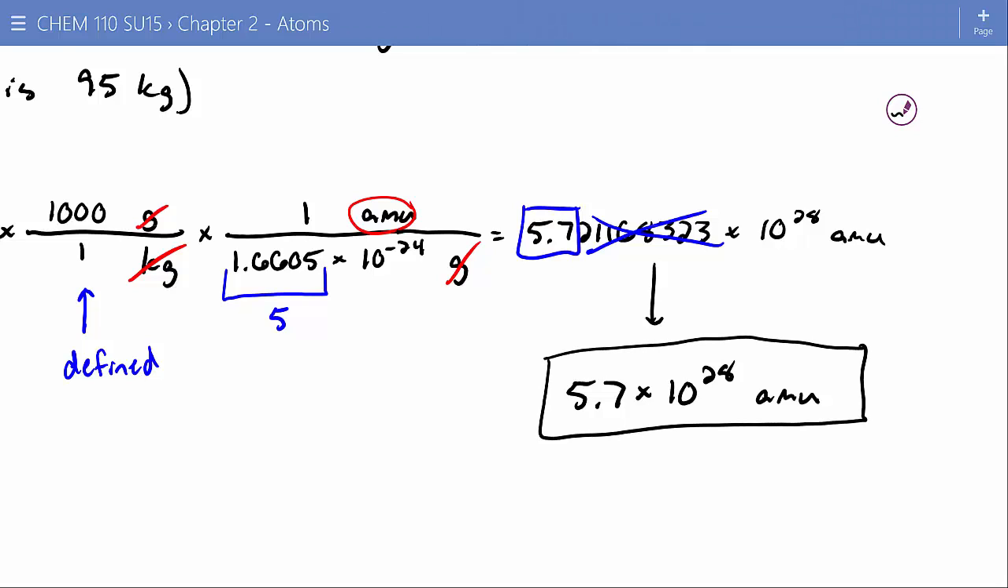So we can actually use AMU now as a conversion factor. And we're going to be using this a little bit when we get into our section on stoichiometry, which is basically just a fancy term for math with chemistry. All right, so I think we've got some time to do some practice questions.